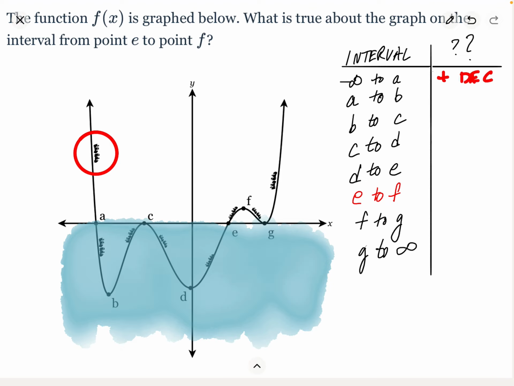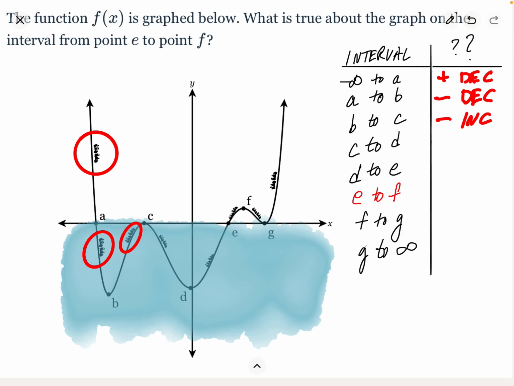Now, if I get down from a to b, I can see that on that part of the roller coaster I'm decreasing, but I'm going into the water, so it's going to be negative and decreasing. Okay, now once I hit b, that's a turning point. So from b to c, I am now increasing, but I'm still in the water, so I'm going to be negative and increasing.